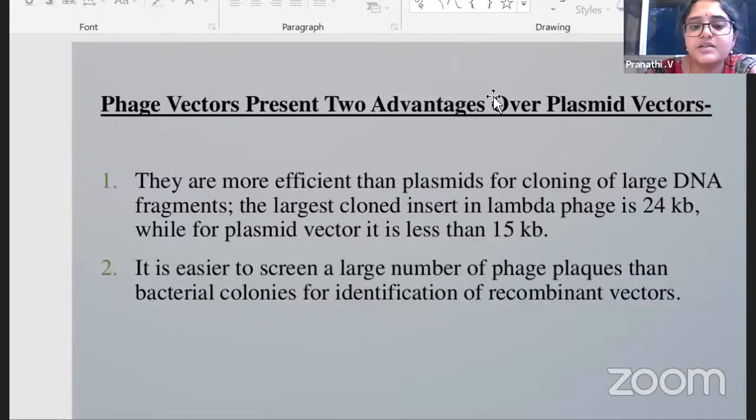So there are two advantages over plasmid vectors when you have a large DNA fragment. The lambda phage can take an insert of around 24 kilobase pairs, while a plasmid vector only takes up to 15 kilobases. It is also easier to screen based on the bacterial colonies or the plaques that form, to identify whether there is a recombinant vector or not.